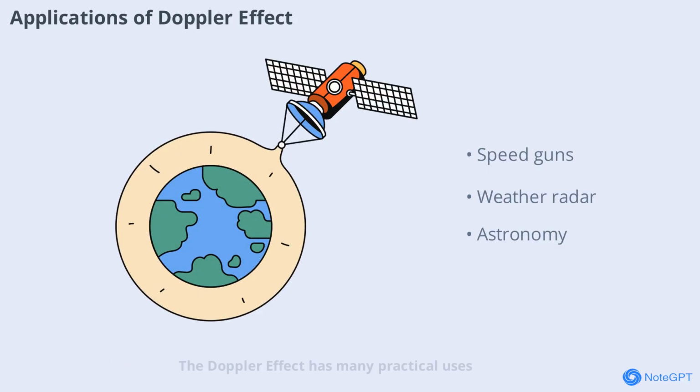The Doppler effect has many practical uses. Police use it in speed guns to catch speeding vehicles. Meteorologists use it to track storms, and astronomers use it to study the movement of stars and galaxies. This simple principle of sound waves helps us in many fields, from law enforcement to space exploration.